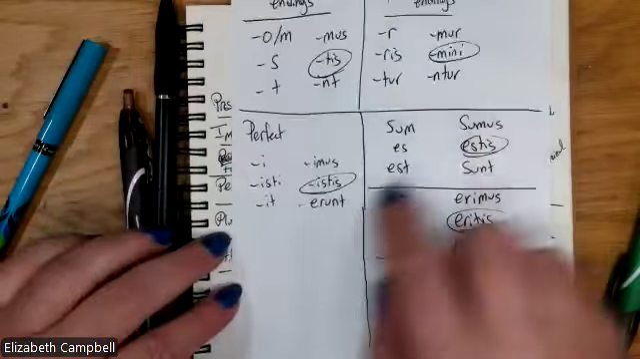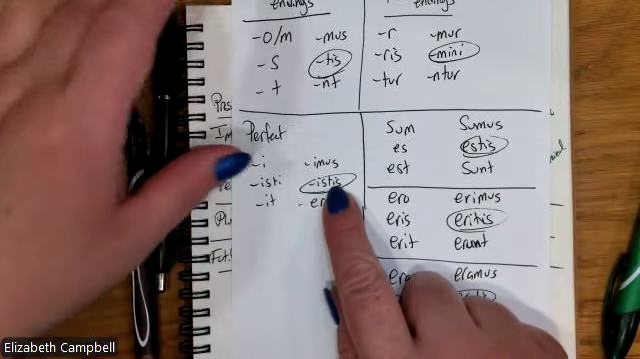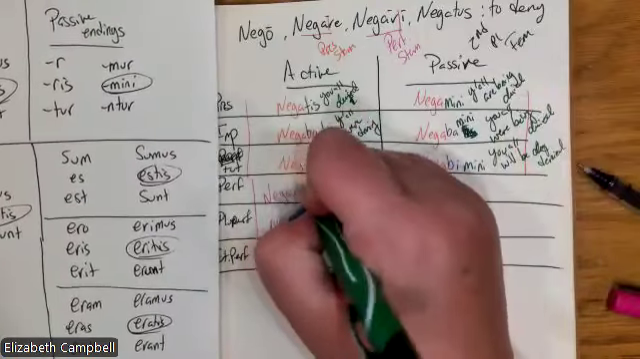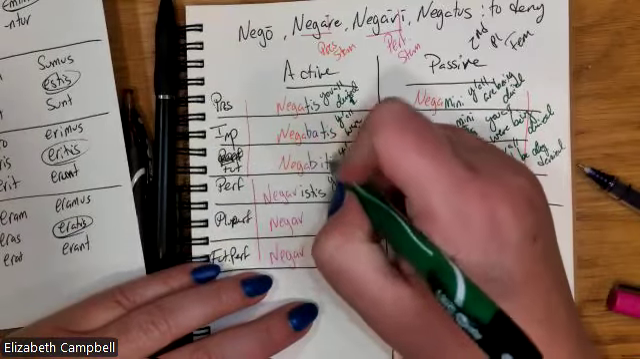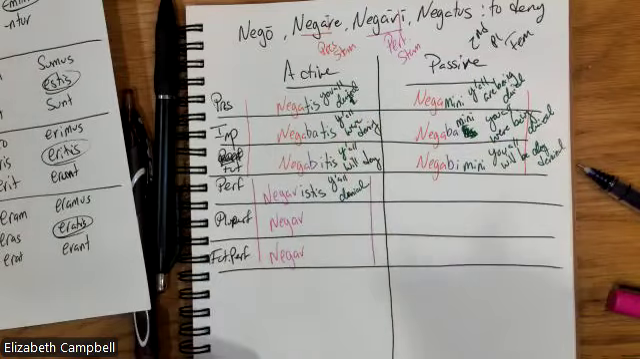Now, this is when the perfect system comes in, istis. This is where this ending shows up, and the only time you're going to use it is here. You're going to add an istis here. And this is y'all denied.